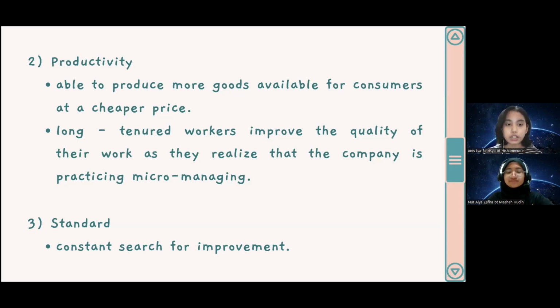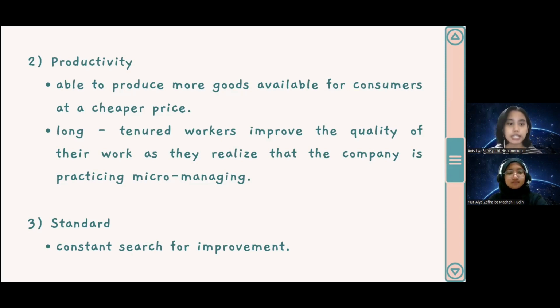So the second one is that long-tenured workers improve the quality of their work as they realize that the company is practicing micromanaging. The logic is that when the employees realize that the company is making an effort to reduce costs, they will be afraid of being fired, and this could lead them to give better work quality in order to keep their position safe. Also, I would say it's kind of like a win-win situation, because not only can you create your product at a cheaper price, but you will also have a team of employees that work more efficiently.